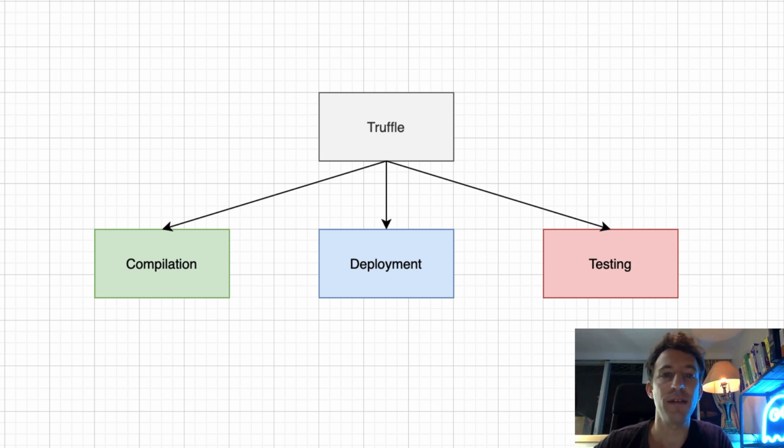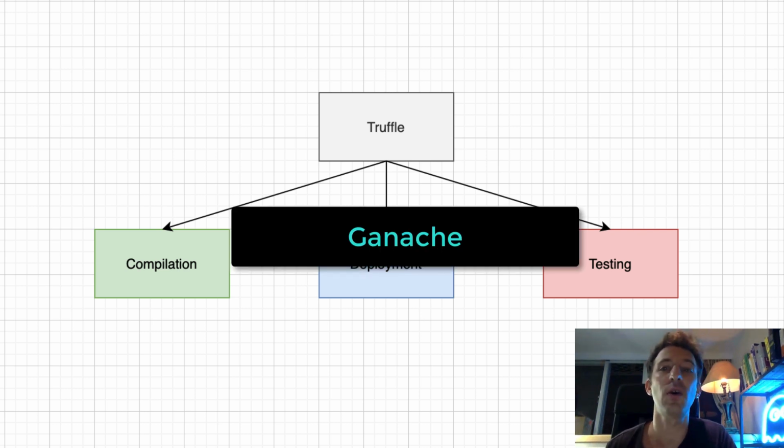Truffle has three main features. It allows you to compile, deploy, and test your smart contracts. For compilation, it's very convenient because you can switch from one version of Solidity to another very easily by just changing a configuration. For deployment, it runs a local development blockchain called Ganache.